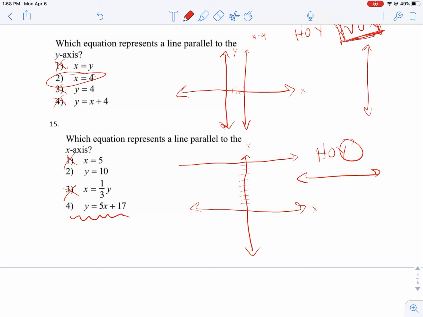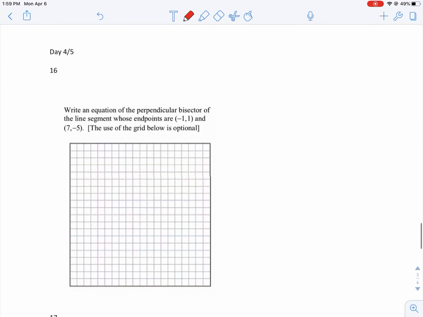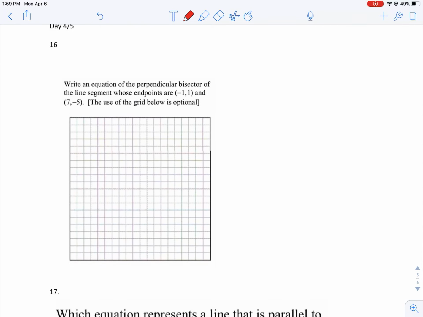And then this one is definitely not going to be parallel, right? That's got a slope and everything. So y equals 10. 2, 3, 4, 5, 6, 7, 8, 9, 10. Y equals 10 is that nice horizontal line right there. So for any value of x, y is equal to 10. So this one is 15. All right, 3 problems and we're done here, guys.